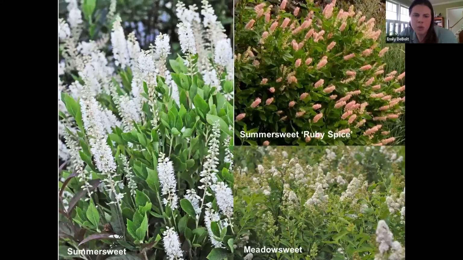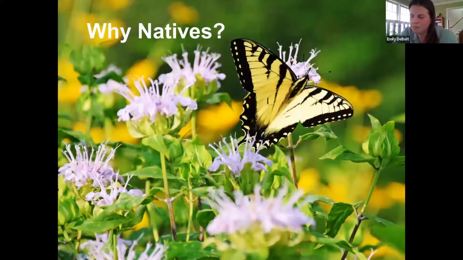Here's the summer sweet on the left. And then up top, again, you can get it in ruby spice or vanilla spice. They have all sorts of options there. Meadowsweet on the bottom, not quite as easy to find commercially, but again, I've seen it more and more places, and that's a great option. And that grows very well up there in the Adirondacks. I've seen some great patches of it.